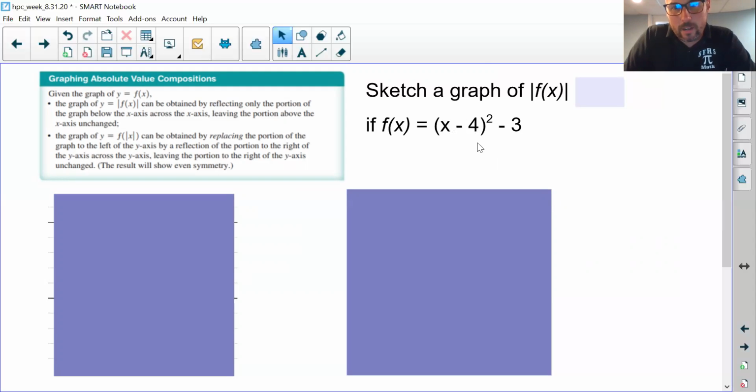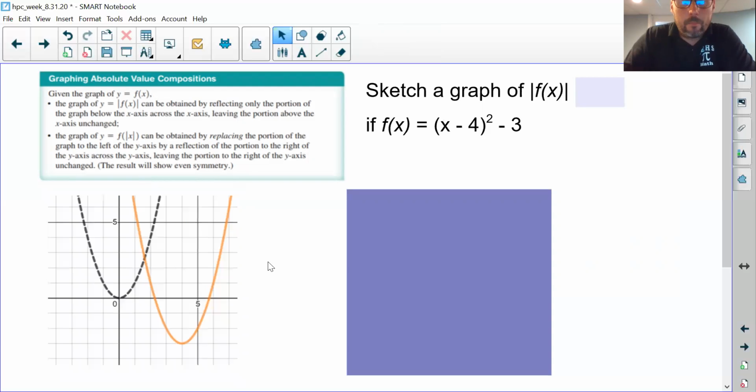So I've got a quadratic. Imagine a quadratic centered at the origin, shifted to the right 4, and shifted down 3. So now the new vertex is 4, negative 3. Imagine that in your head, and I hope you were picturing the orange parabola. The black dashed, of course, is the parent function. Move this to the right 4 and down 3, and you've got this function. Well, that's great, but we want you to sketch the absolute value of this function. Much easier than you may be thinking.